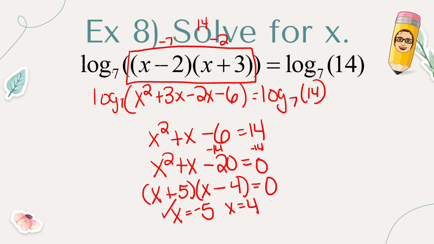Let's try a 4. 4 minus 2 would be 2. 4 plus 3 is 7. That is 14. All good there. Both answers are solutions to our equation.